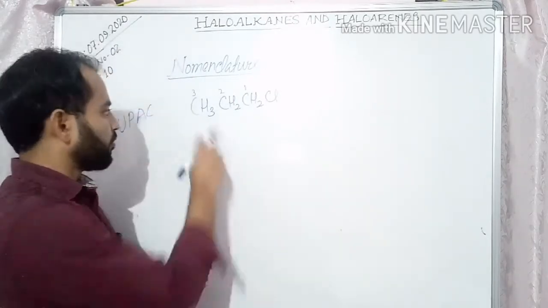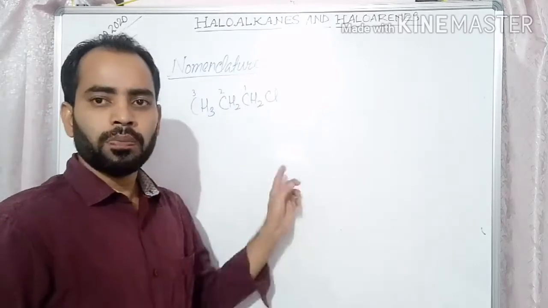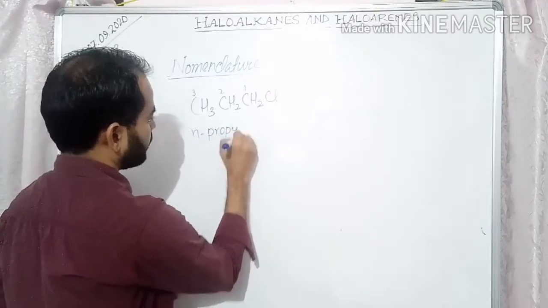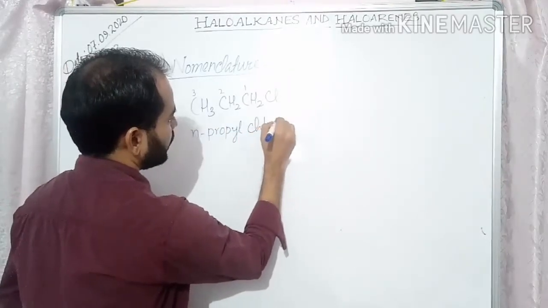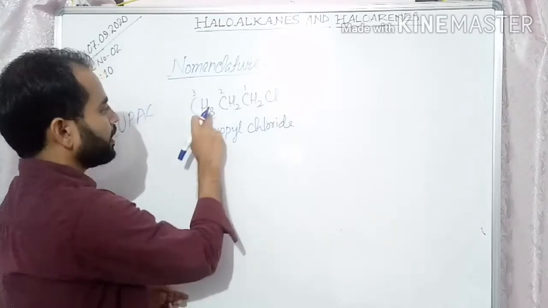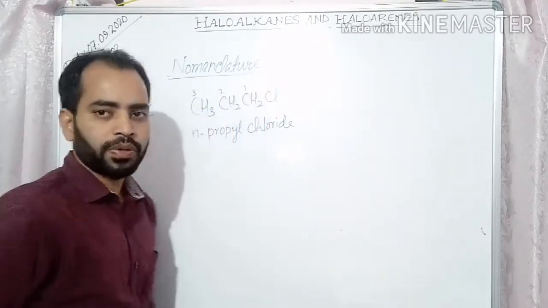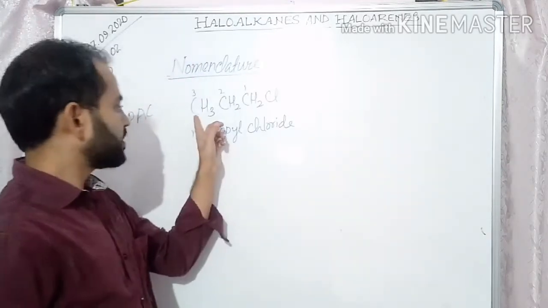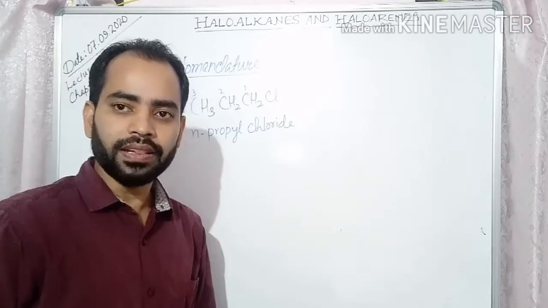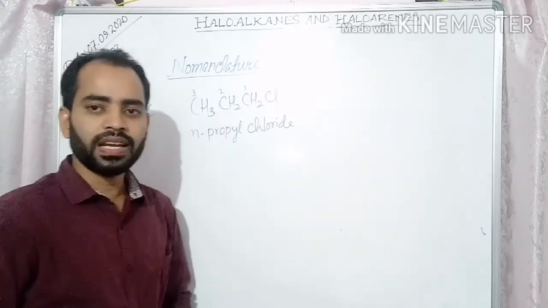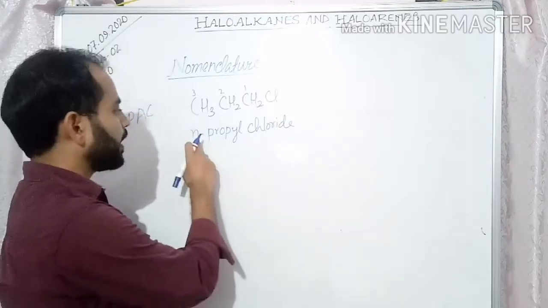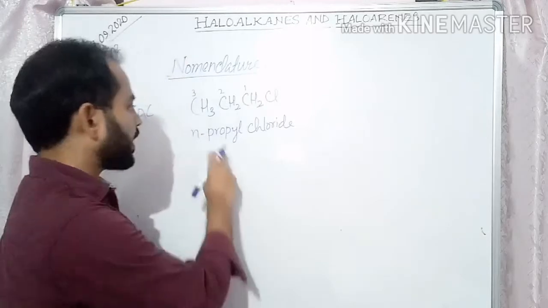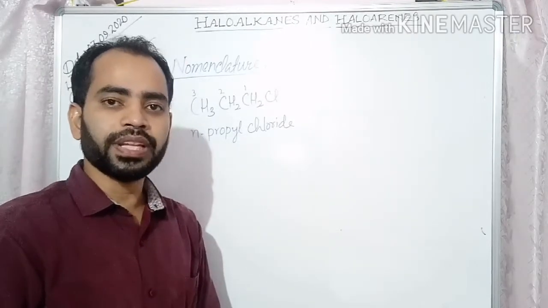So the common name of this compound is N-propyl chloride. Normal, that is, this is your propyl group, 3 carbons. For 3 carbons we use the word prop, and since it is an alkyl group, it is propyl. It means from propane one hydrogen is removed, so it is propyl. N-propyl, and the halogen is chlorine, so it is chloride. So N-propyl chloride is the common name.